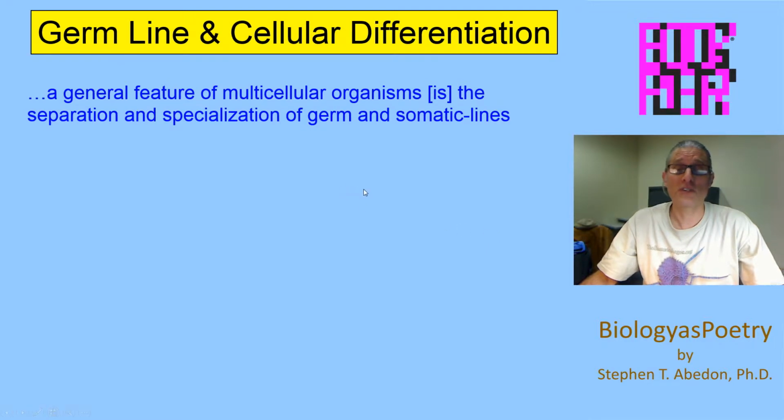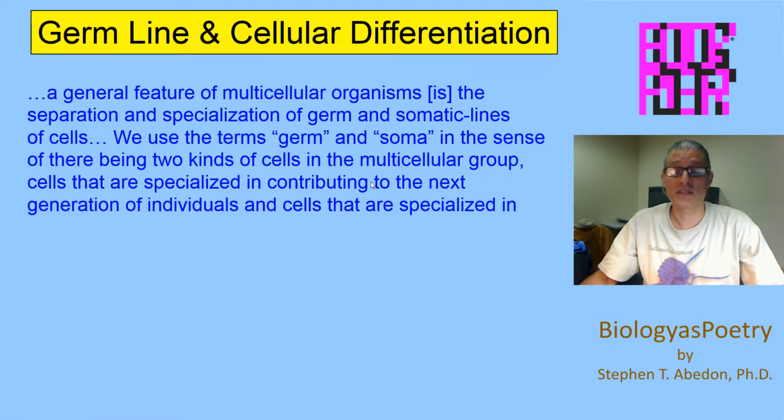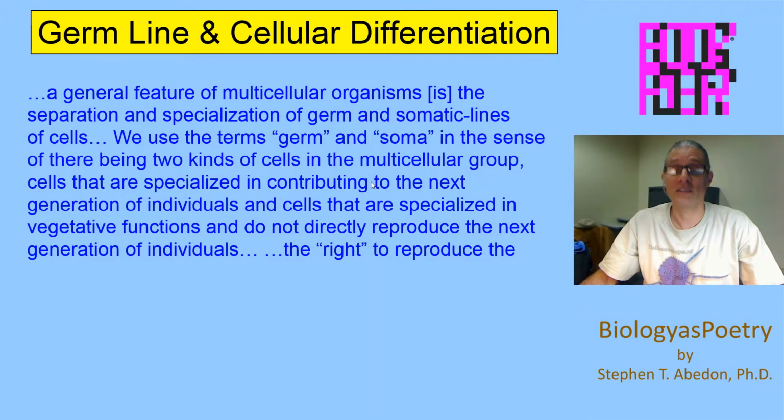So a general feature of multicellular organisms is the separation and specialization of germ and somatic lines of cells. We use the terms germ and soma in the sense of there being two kinds of cells in the multicellular group: cells that are specialized in contributing to the next generation of individuals, and cells that are specialized in vegetative functions and do not directly reproduce the next generation of individuals.